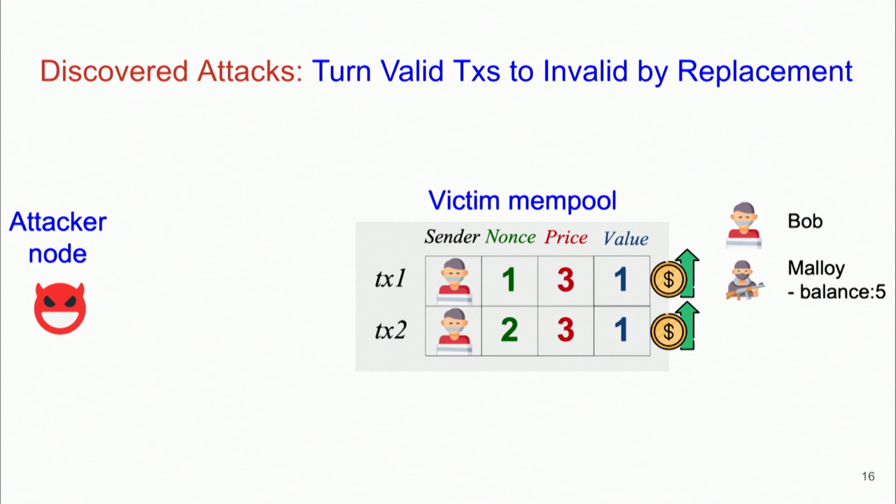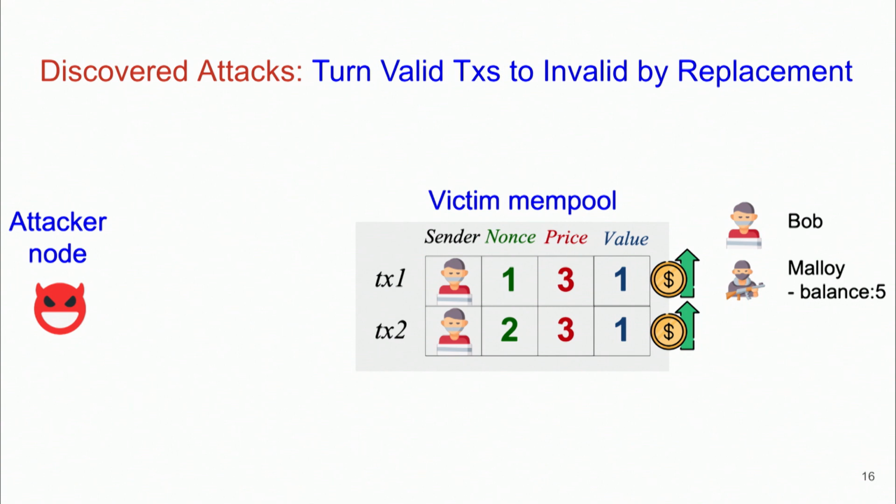Okay, so in this toy example, we are looking at two panes. On the left-hand side, we are looking at the attack client. On the right-hand side, we are looking at a toy memory pool, a victim memory pool of 2 slots. There are 2 accounts, Bob, the victim account, and Mallory, the adversarial account. In the beginning, Mallory has 5 Ether in his account. For Ethereum, a transaction is essentially a quadruplet. It consists of 4 fields: sender, nonce, price or fee, and value, the amount of Ether being transferred. In this work, we don't consider the data field or the fields related to smart contract execution.